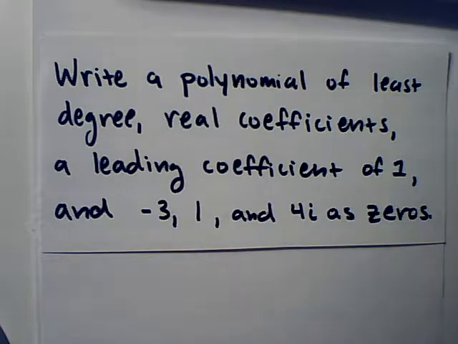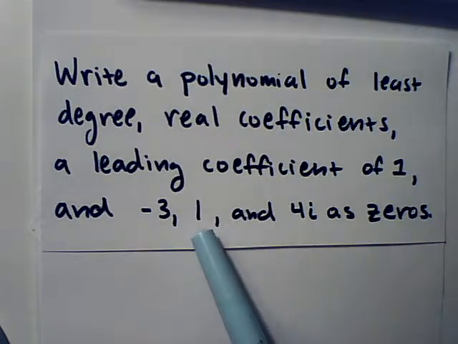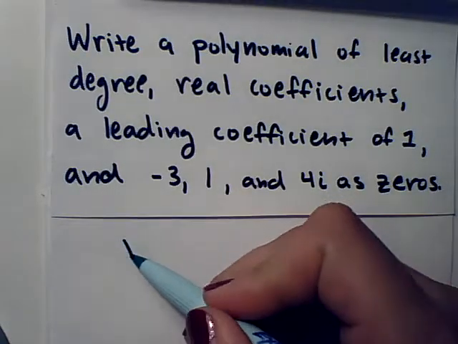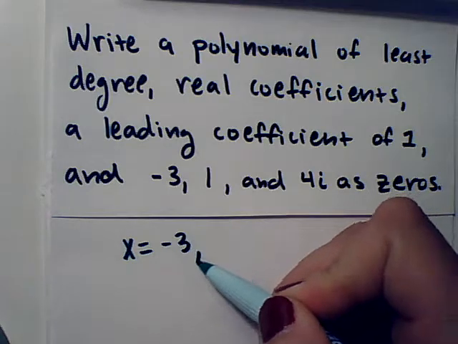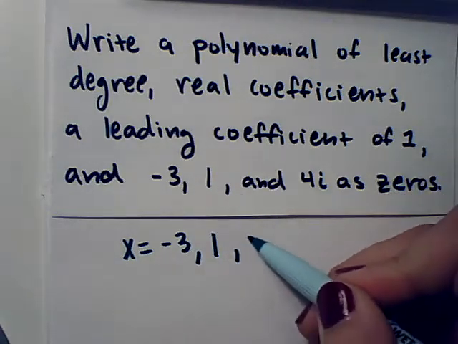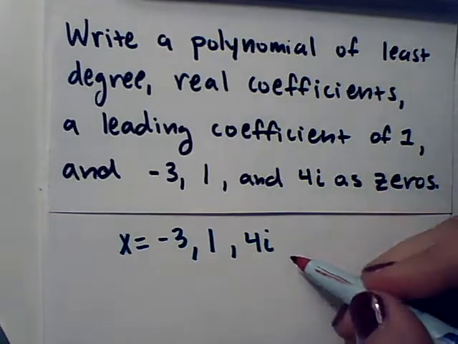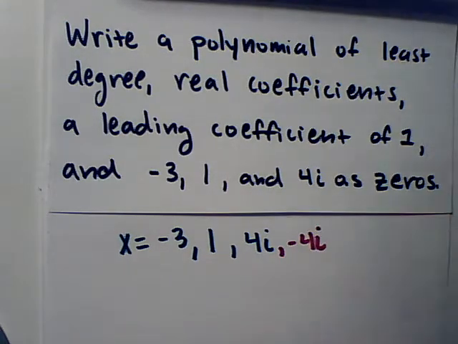Now what's important about this is that right now it looks like there are only 3 zeros because we only have 3 listed, -3, 1, and 4i. But anytime we have something imaginary, we have to include its opposite if the opposite is not already included. So actually there are 4 zeros here, and so we've got x is equal to -3, x is equal to 1, we've got the 4i, but we also need to include its opposite, which would be -4i, because imaginary numbers are always going to come as a plus or minus pair.